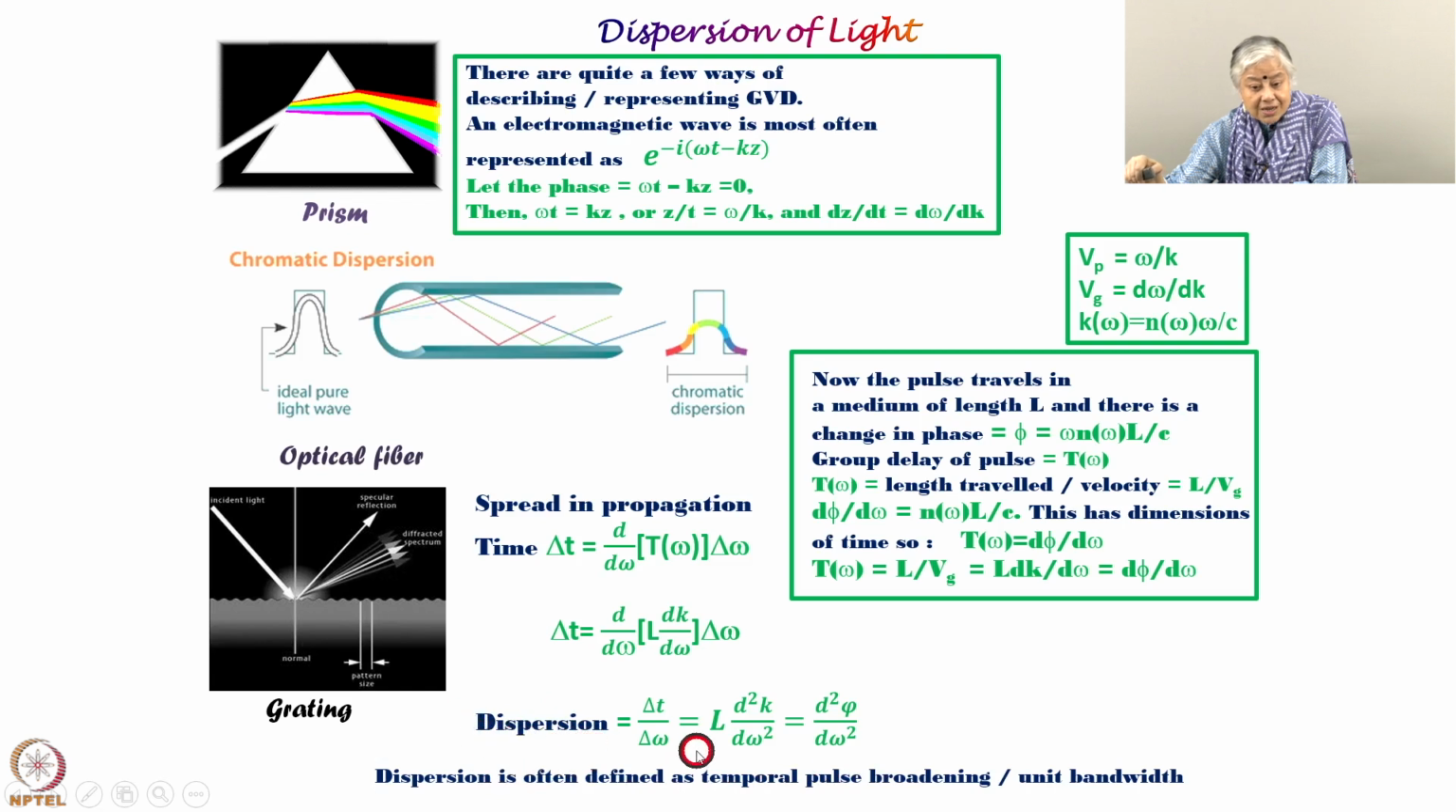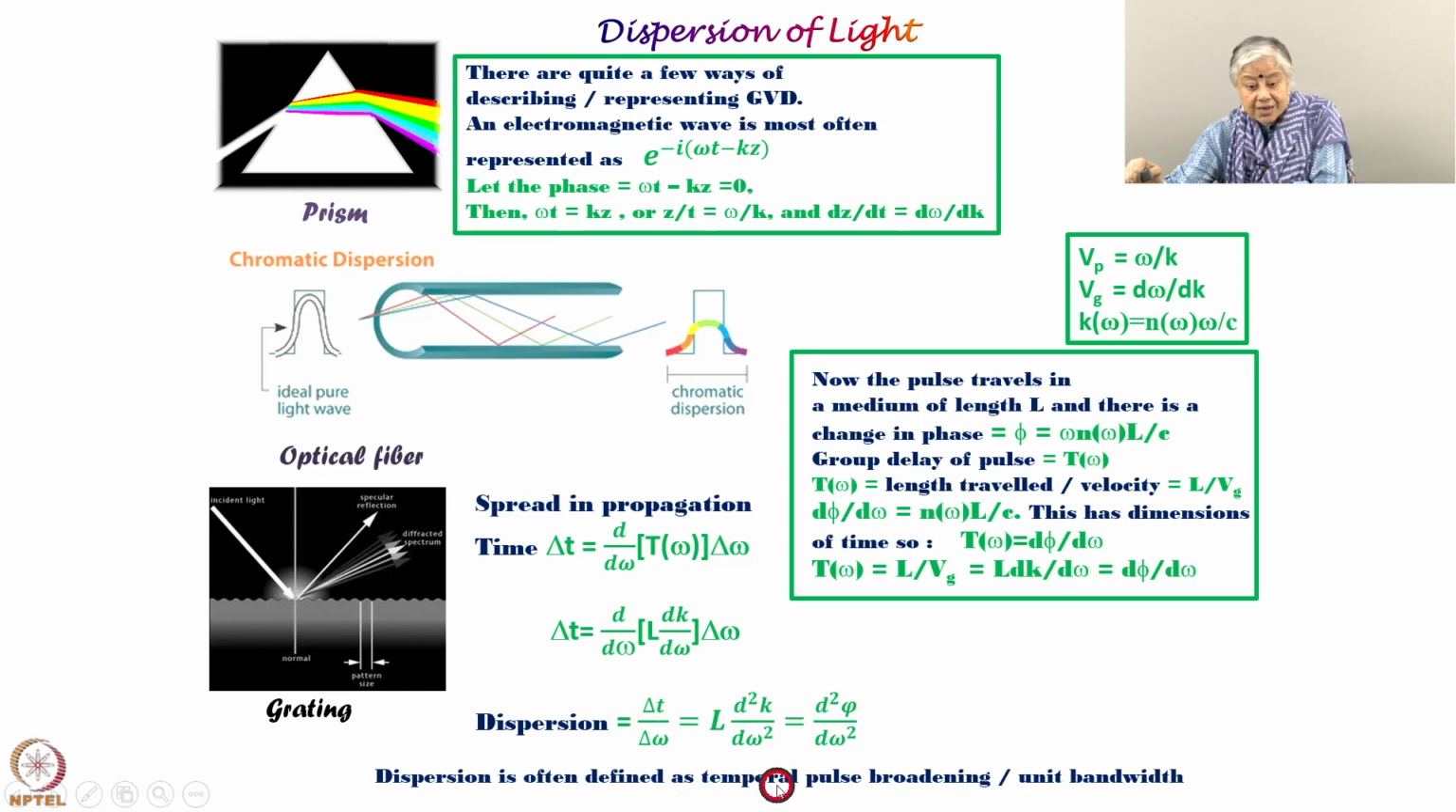Okay. The dispersion of light is given by delta t by delta omega is equal to L d square k by d omega square, okay, which I have done here, is equal to d square phi by d omega square, just substituting here and here. So, this is an important expression. Okay. So, I can find out the spread in propagation time if I know d square phi by d omega square. Just multiply by delta omega and I will get the spread in time. Okay. The exact length in the temporal domain, I will know from this dispersion expression.